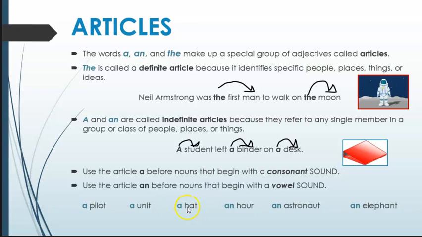And then hat here, we're pronouncing the H in hat, a hat. If we look at our, the H is silent. So when the H is silent, we use an. Ours starting with the O sound, O-U-R, sounds exactly the same as O-U-R, so we use an. Astronaut, the A is a vowel, and elephant, the E is a vowel, so we use an for both of those. If you do have questions about this, I'm happy to answer those in class for you.